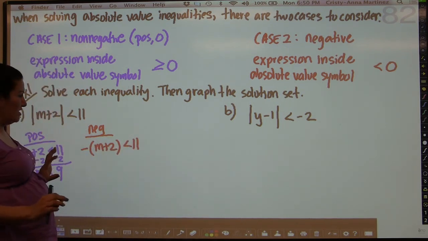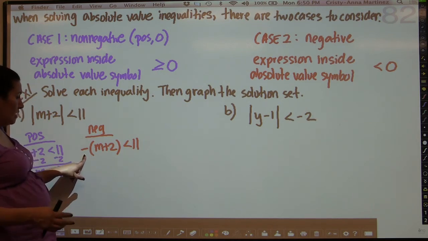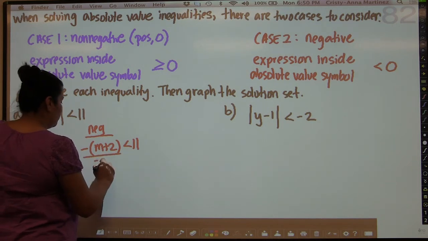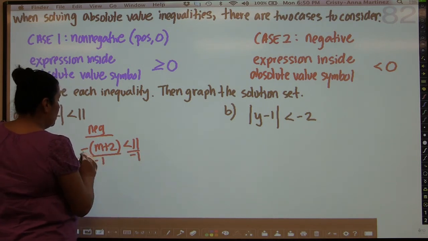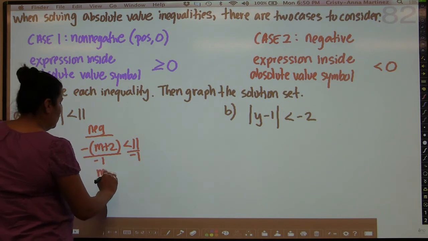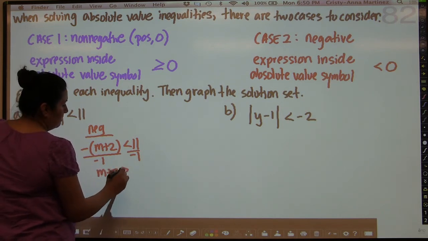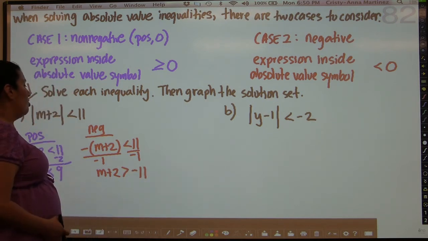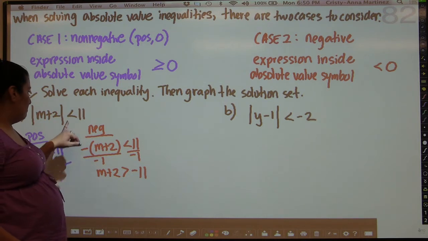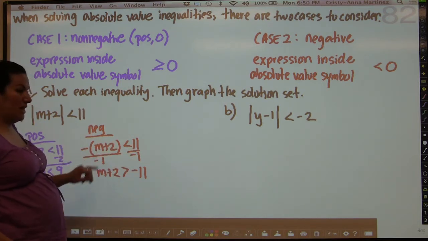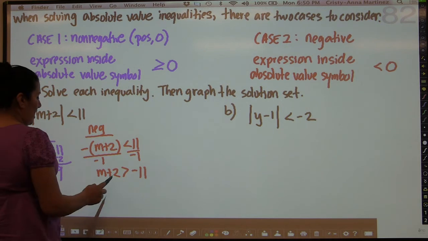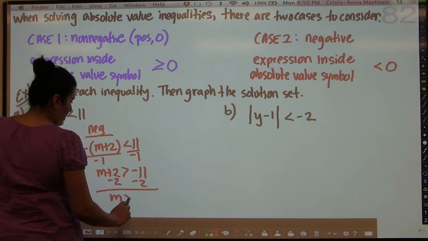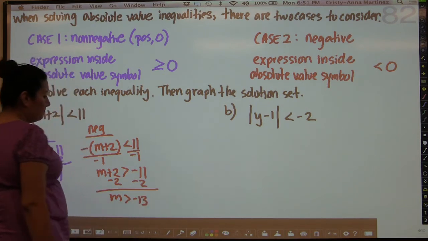Some people do that, and the reason why they do that is because of this negative here. If you would like, it would also be the same thing as dividing by negative 1. And then when you divide by a negative, we all know that it now becomes a greater than, and it's negative 11. So if you're more comfortable doing that, that's fine. But I just leave it less than 11 and then distribute the negative and whatnot. So now I solve and I get that M is greater than negative 13.